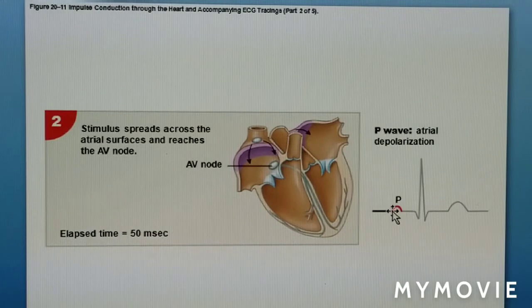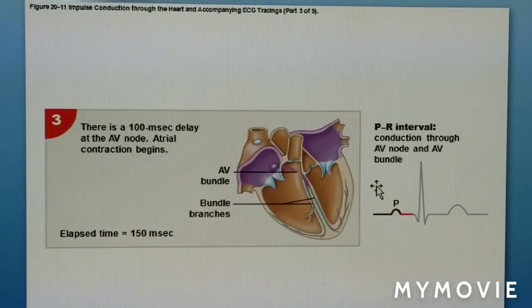And what we're going to see here is the P, Q, R, S, and T. And not only are we interested in the peaks, but the spaces between the peaks tell a story too. So the story of the P is that is where the atria is depolarizing. And then we have the space just after depolarization.